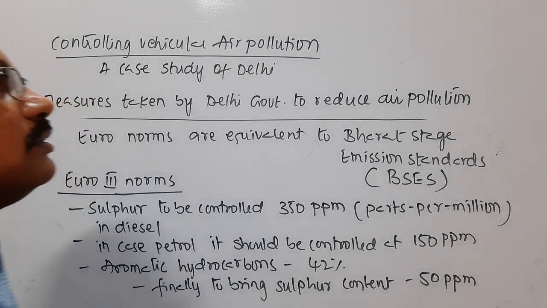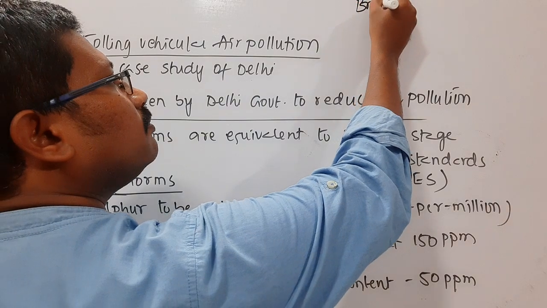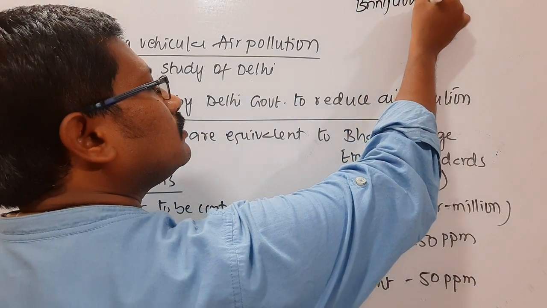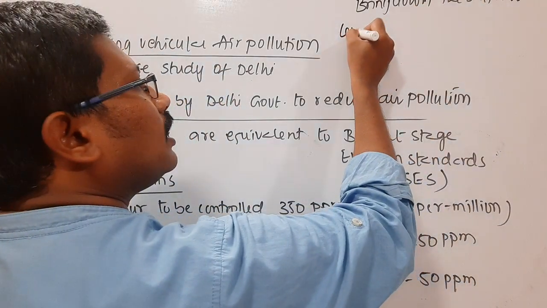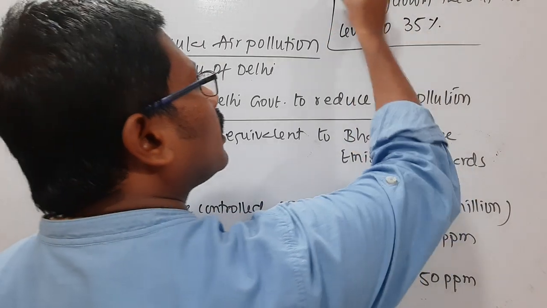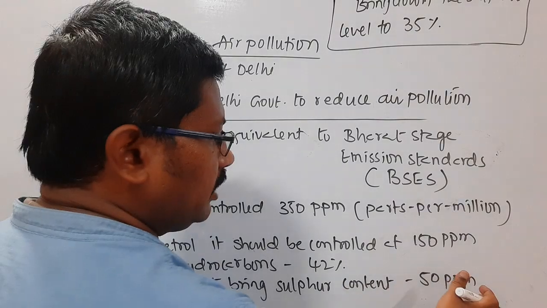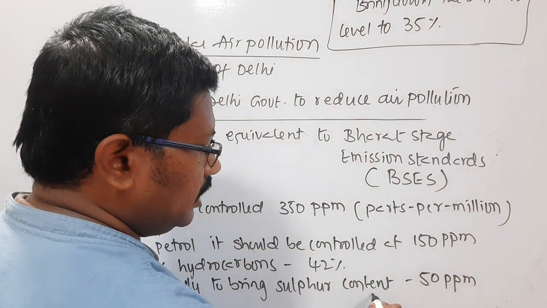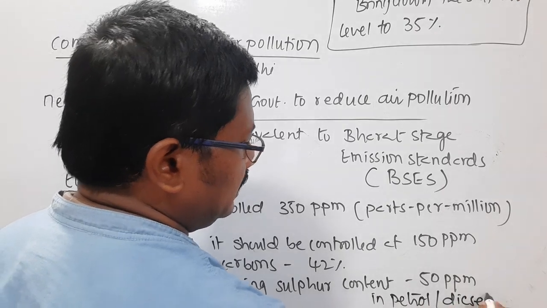So that's what I'll mention here: bring down the sulfur level to 35%, okay. And of course this sulfur content to be at 50 ppm in petrol or diesel.